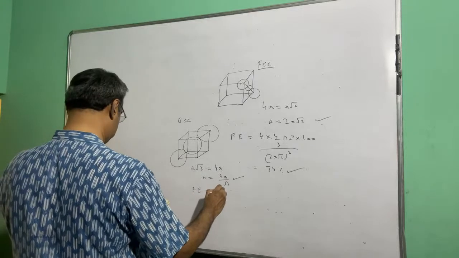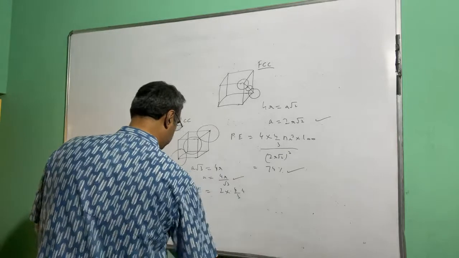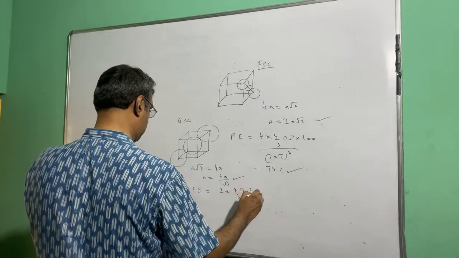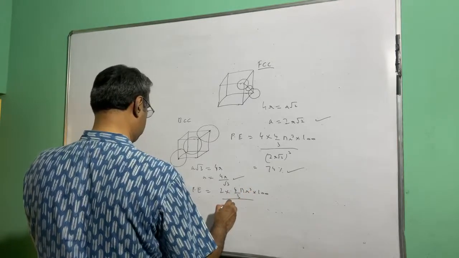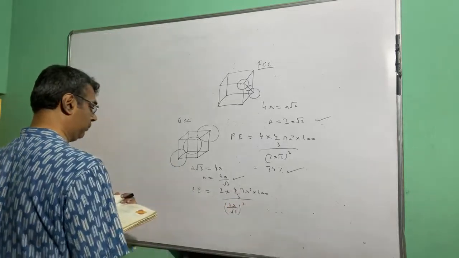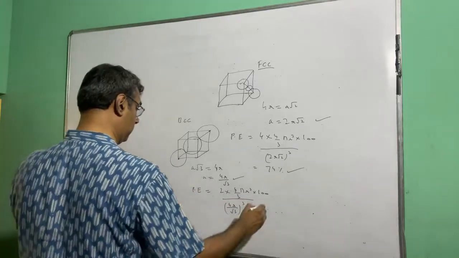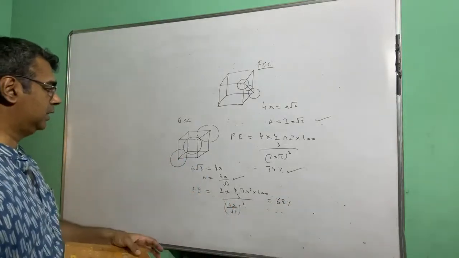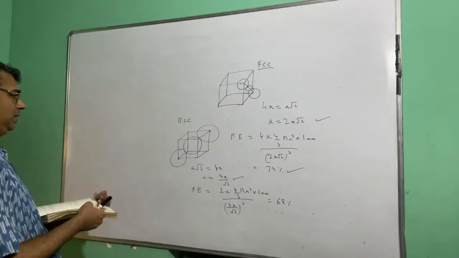The second thing is the packing efficiency. In BCC, you know that the number of particles per unit cell is 2. So packing efficiency will be 2 into 4/3 pi r cube into 100 divided by 4r by root 3 whole cube. So that is coming to 68%. So in BCC, a is 4r by root 3 and packing efficiency is 68%.